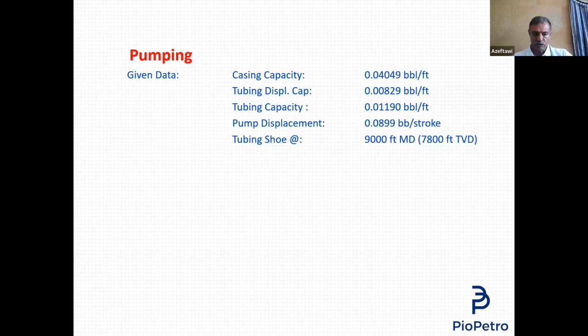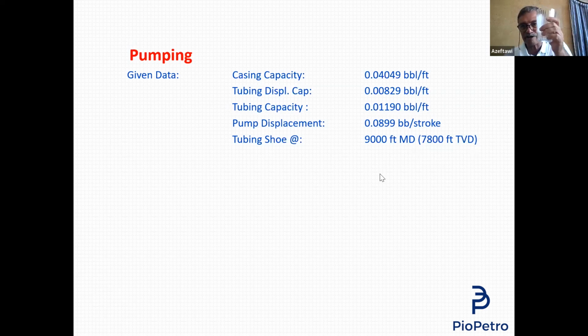What is the total volume after running the completion? What is the total volume of our well now? I hope I receive any answer. I'm very interested to receive answers. One of you said 500. Any other answers? Any other numbers?